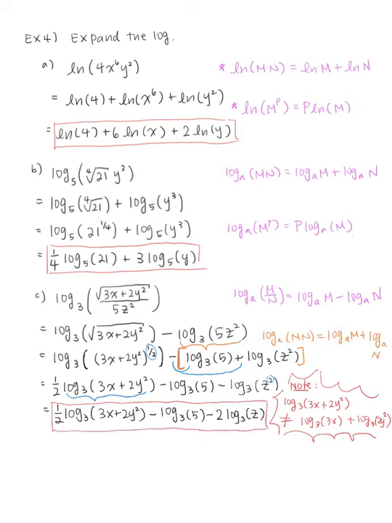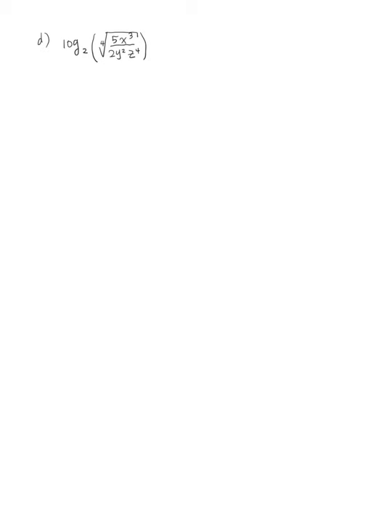How are you guys doing up to here? I know that it's kind of getting nastier, but you can do this. So let's do another one. For the next one, I want you to try the problem on your own. So here it is: log base 2 of the 4th root of 5x to the 3rd over 2y squared z to the 4th. All right, pause the video and try this on your own.